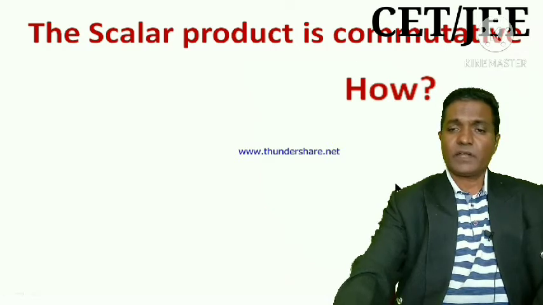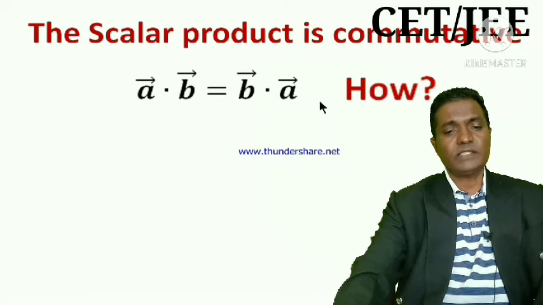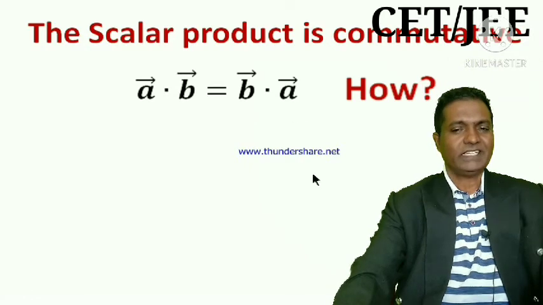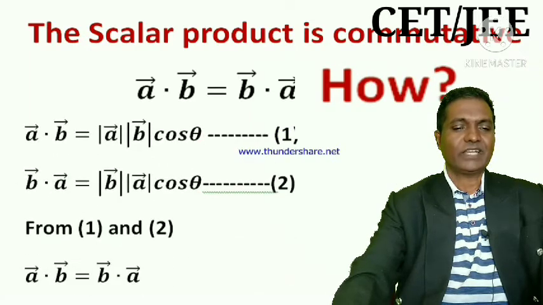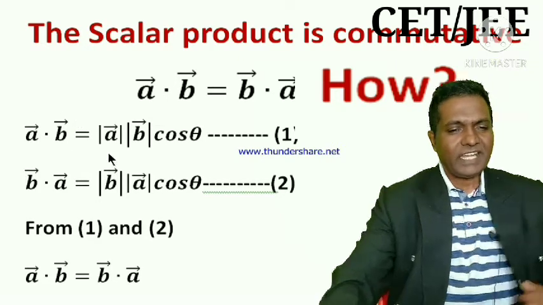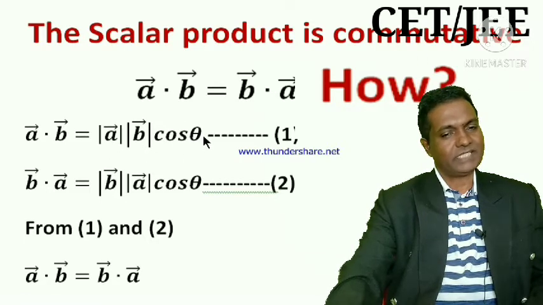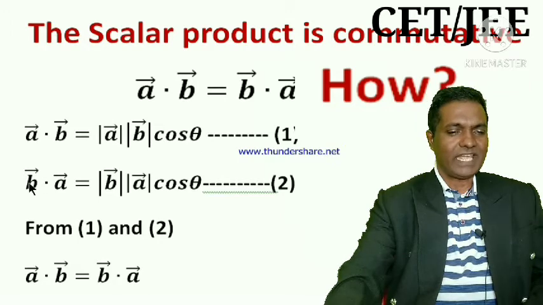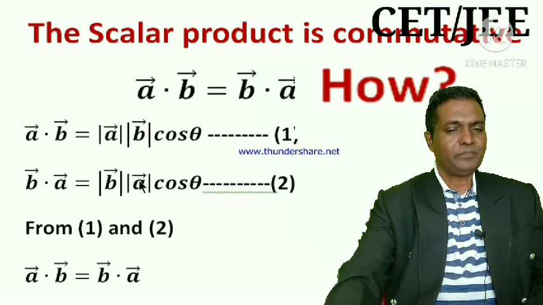The scalar product is always commutative, means a dot b is always going to equal b dot a, and how it is we will see here. Now see here, by the definition, a dot b is defined as magnitude of a, magnitude of b into cos theta. So b dot a, how will you define vector b dot vector a? It's magnitude of b, magnitude of a into cos theta.